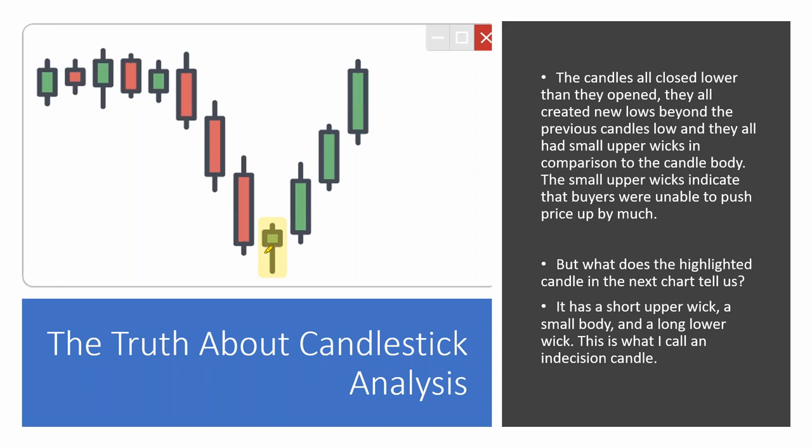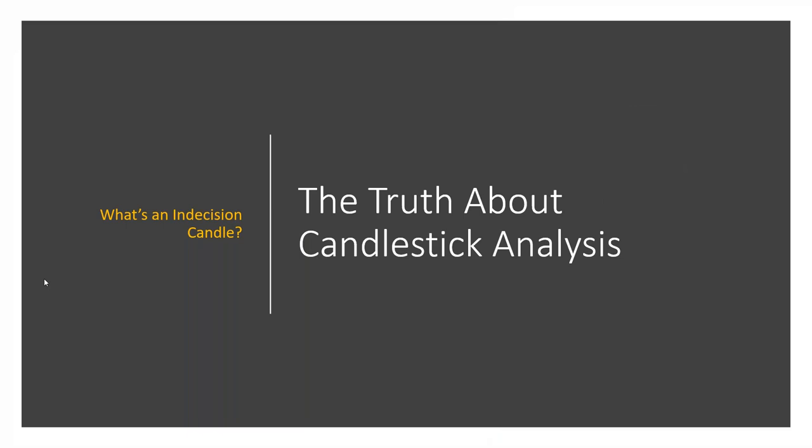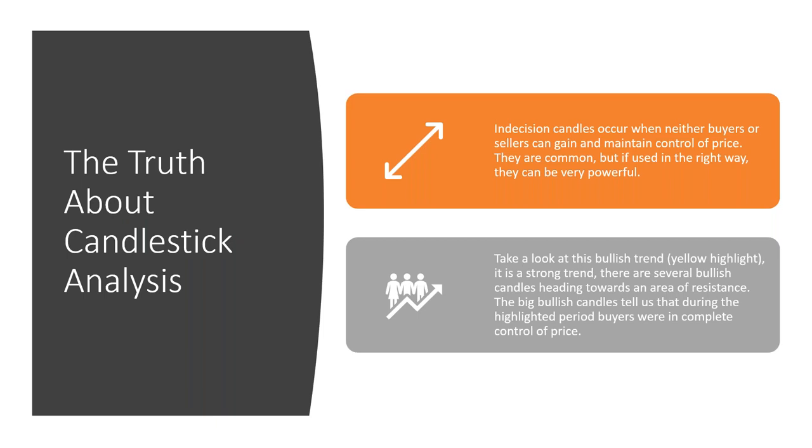But what does this highlighted candle tell us? It has a short upper wick, a small body, and a long lower wick. This is what we call an indecision candle. This isn't a hammer, it's not a marubozu, it's not an engulfing candle. It doesn't matter anything else. Small little body. It could be a doji that's got a little straight line. It could have a little bit bigger body. It's a small bodied candle. That's it. So what does an indecision candle tell us?